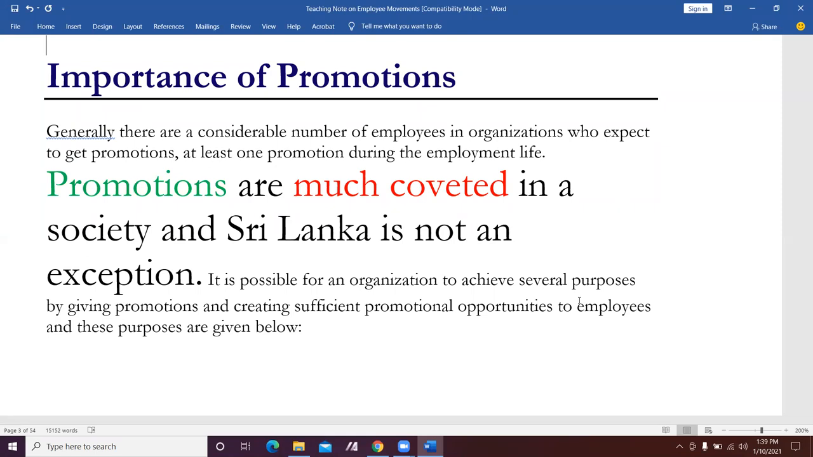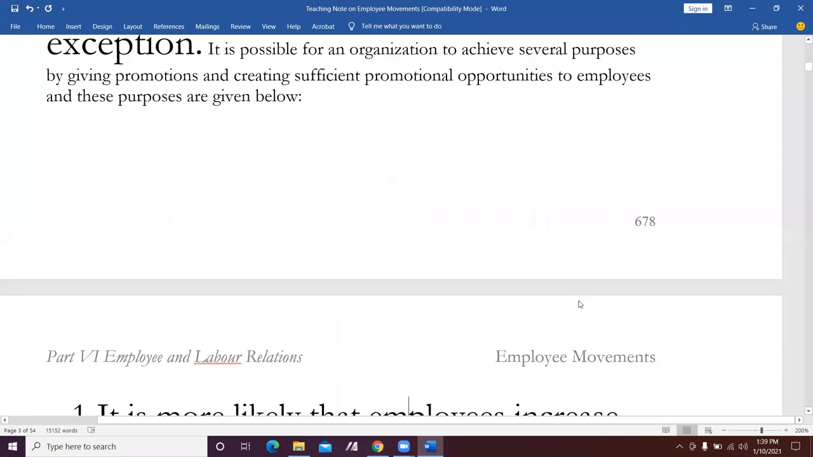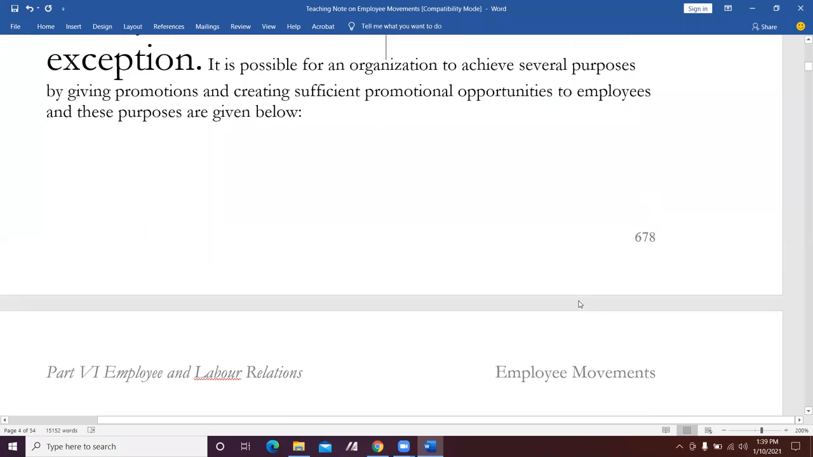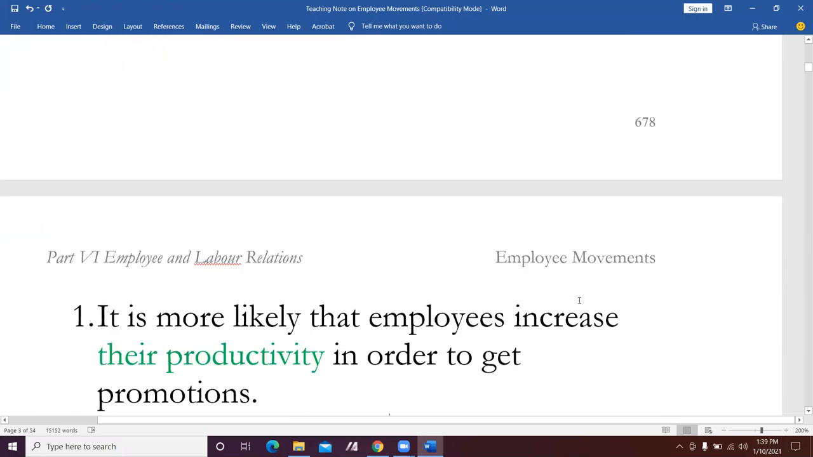Think of yourself. Do you expect promotions? Of course the answer is yes. Definitely the answer is yes. Then as far as I am concerned, did I expect promotions? Of course, I expected promotions.